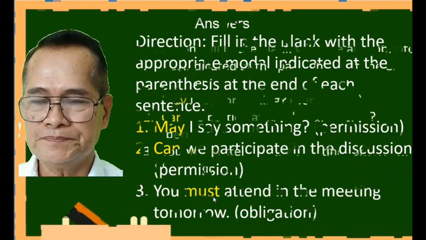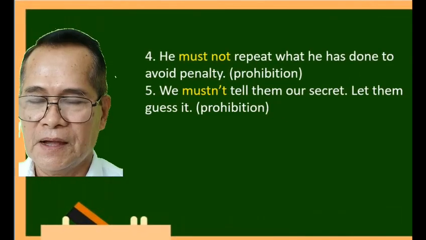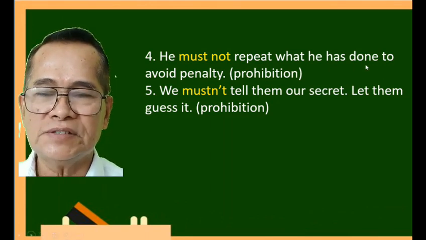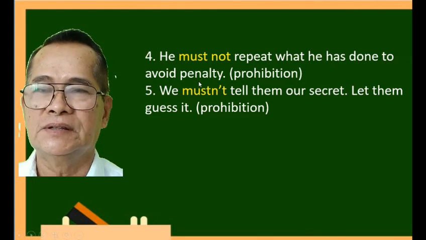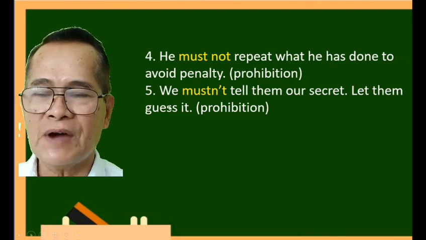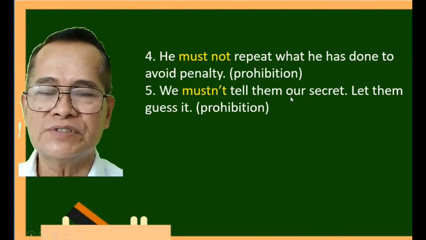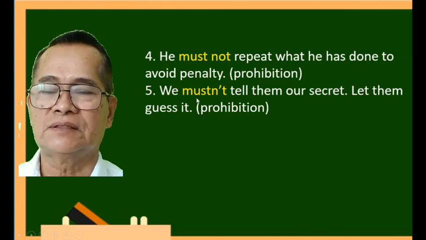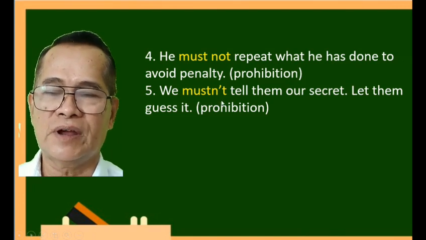Number 4, he must not repeat what he has done to avoid penalty. This is for prohibition. And number 5, we mustn't tell them our secret. Let them guess it. This is prohibition. So our answer is mustn't or must not. That is both correct.